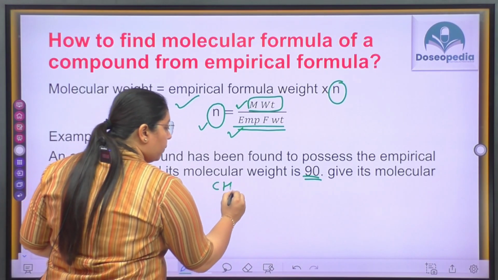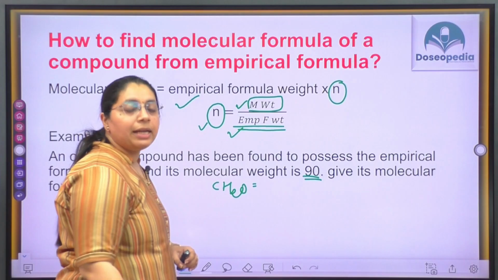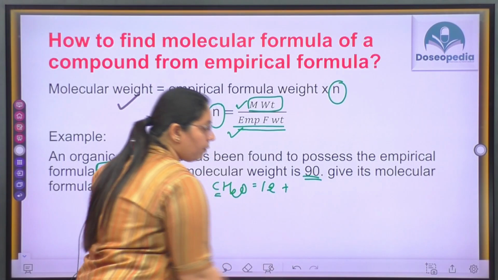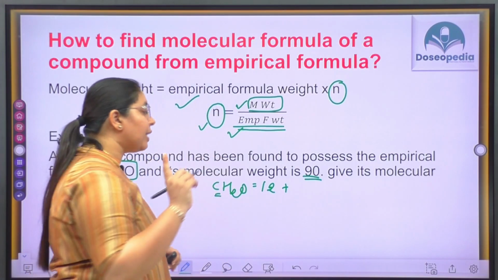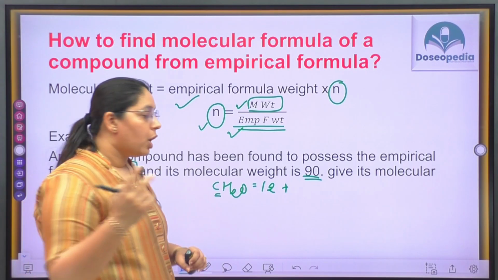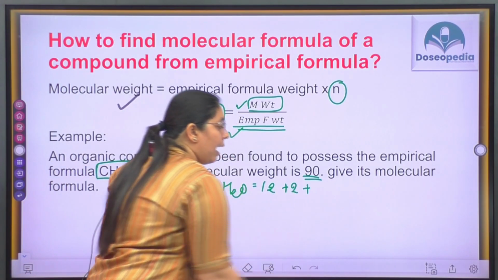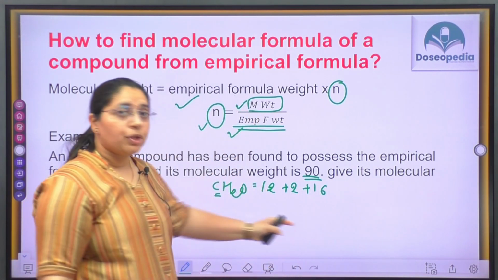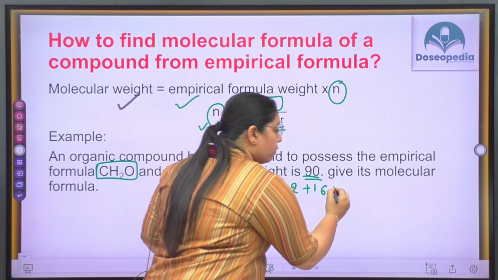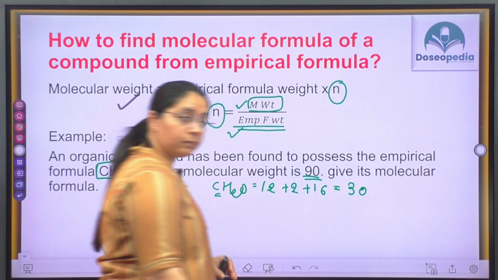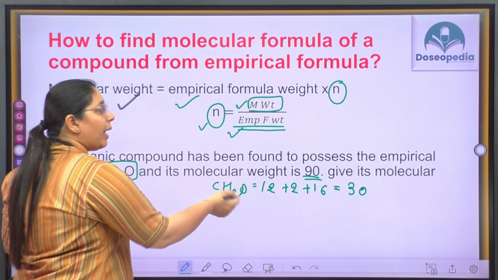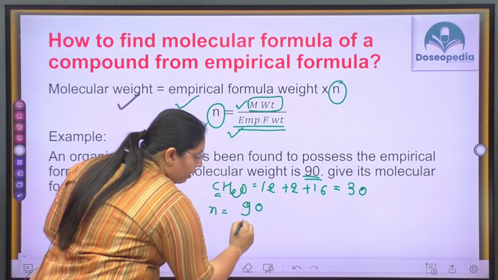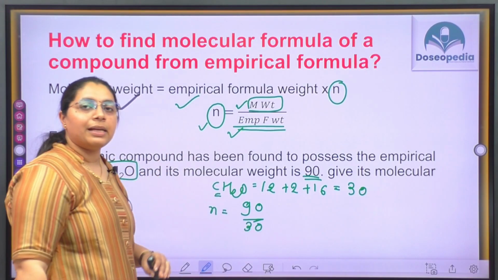For CH2O, the empirical formula weight is equal to the atomic weight of carbon, that is 12, plus the atomic weight of hydrogen, that is 1, but here there are 2 hydrogens, so it will be 2, and the atomic weight of oxygen, that is 16. If we sum all these 3, it will be equal to 30. Now let's put these values in the equation. So n is equal to the molecular weight 90 divided by the empirical formula weight, that is 30.